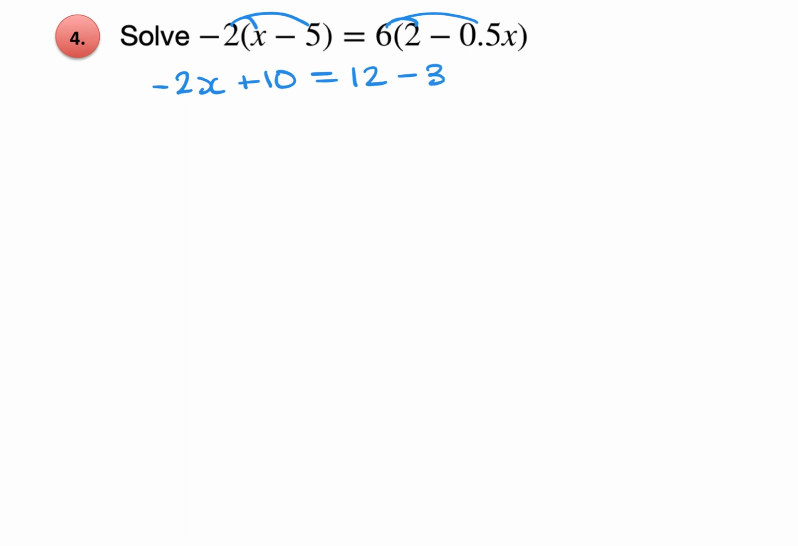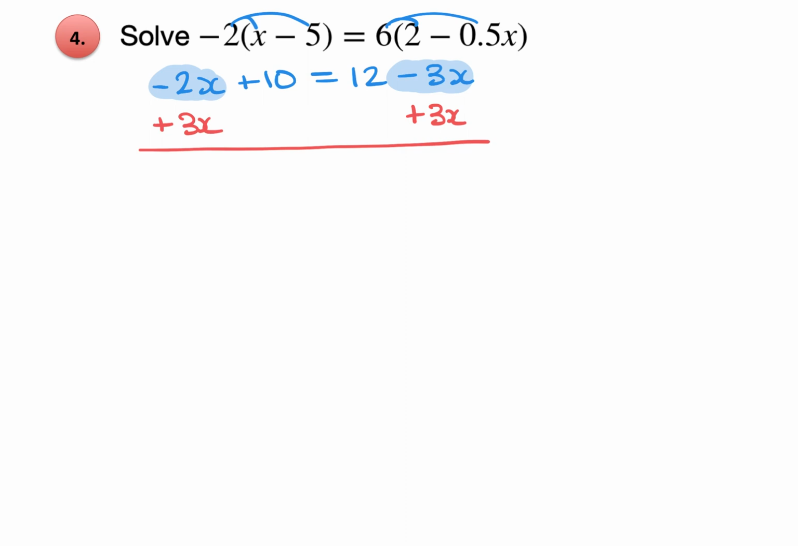And now I'm going to look at this, and I'm going to look at the coefficients of my variable. I've got negative 2x, and I've got negative 3x. I'm going to leave the larger of the two, so the one with a larger coefficient, alone, and then I'm going to work with the negative 3x, because negative 2 is bigger. And what I'm going to do is the opposite of subtracting 3x, which is adding 3x to both sides. So I'm going to have plus 3x here and plus 3x here.